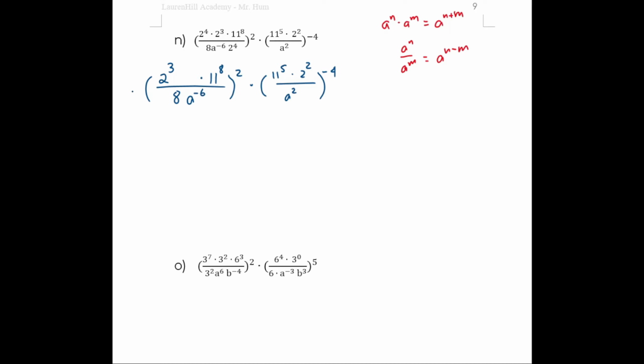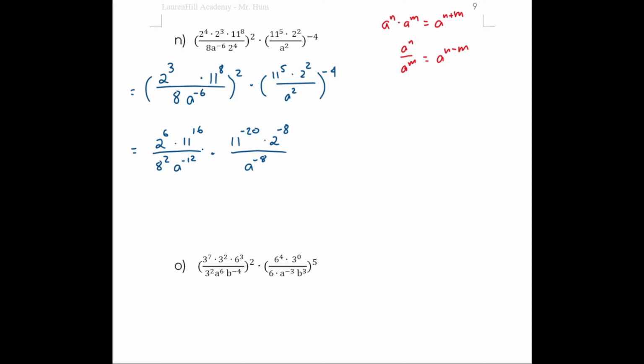So here we've got 2 to the 3 times 2 is 6, times 11 to the 8 times 2 is 16, over 8 to the power of 1 times 2 is 2, a to the minus 6 times 2 is minus 12, okay? And here we've got 11 to the 5 times minus 4 is minus 20, times 2 to the power of 2 times minus 4 is minus 8, over a to the 2 times minus 4 is minus 8.